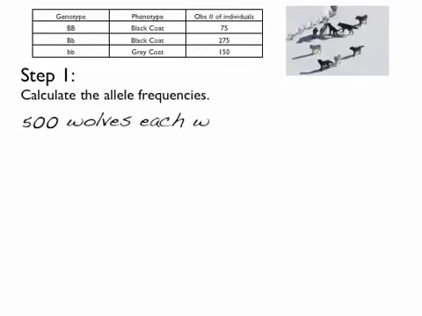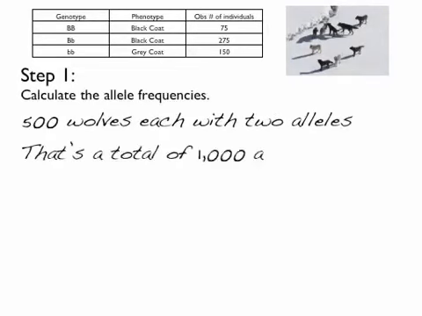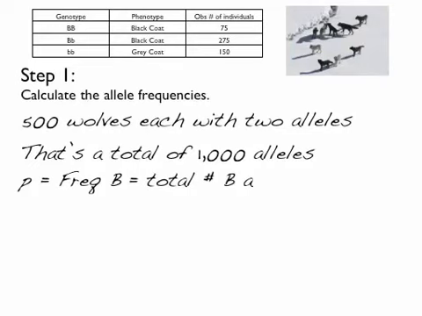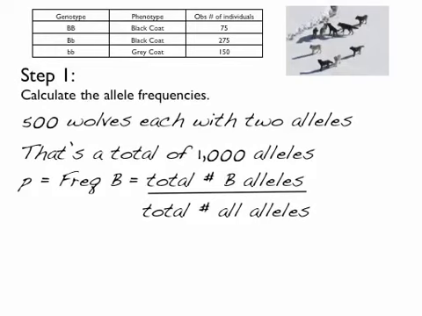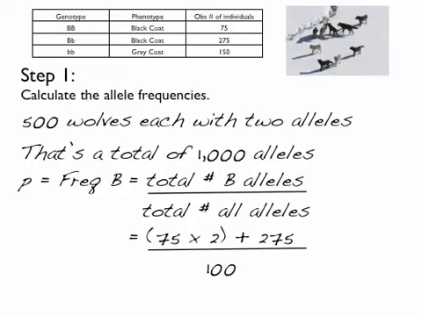If we're going to calculate the allele frequencies, we see that we have 500 wolves and each of those has 2 alleles. So the total number of alleles in the population is 1,000, because each wolf has 2, either a big B or a little b. To calculate the frequency of the dominant allele, represented by P, we count up all the dominant alleles divided by the total number of alleles. And we get 75 times 2 plus 275, divided by 1,000.